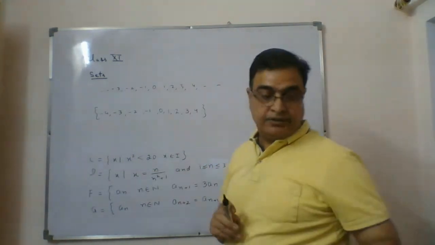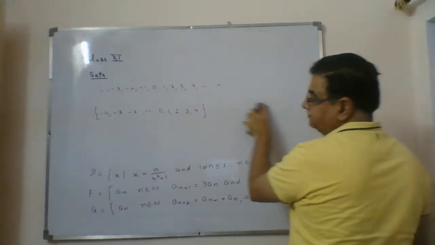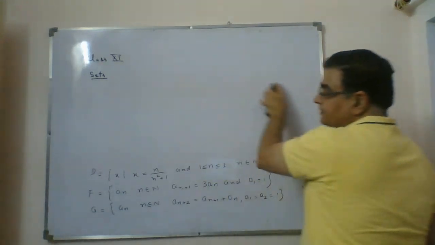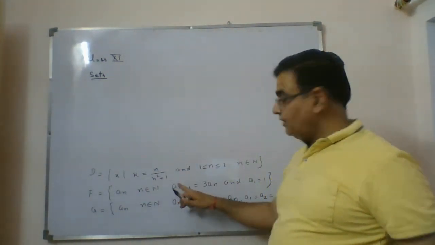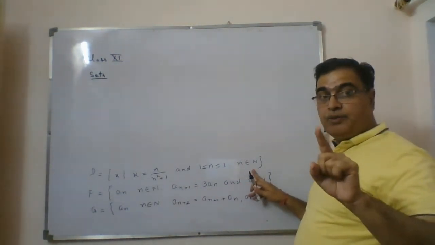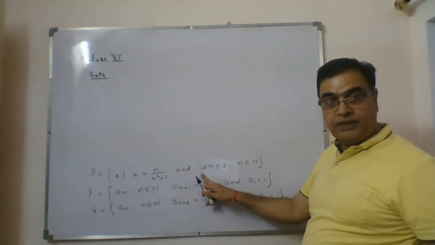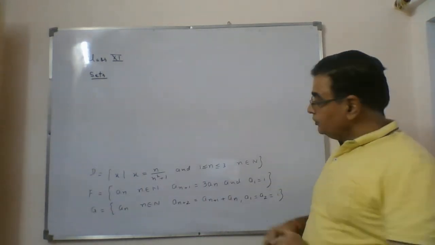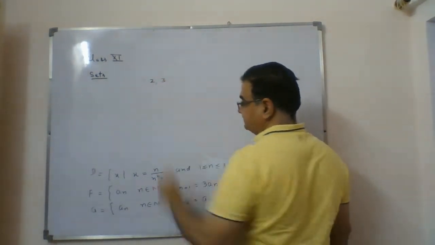We have taken that. Then coming to the next part, that will be D. What the D set says: x where x is n by n square plus 1, where n should be a natural number, and it will be between 1 and 3, including 1, including 3. So what natural numbers are we going to consider? Only 1, 2 and 3.